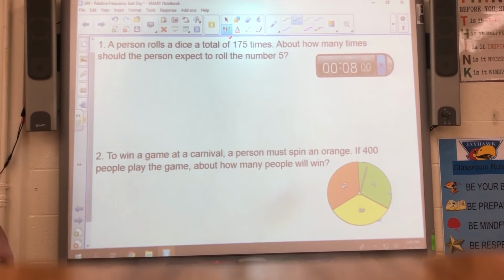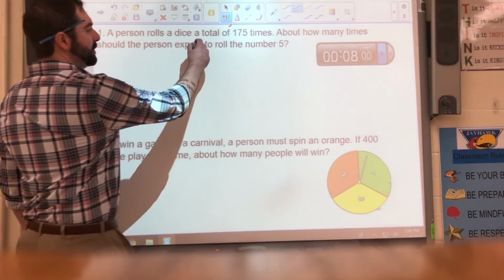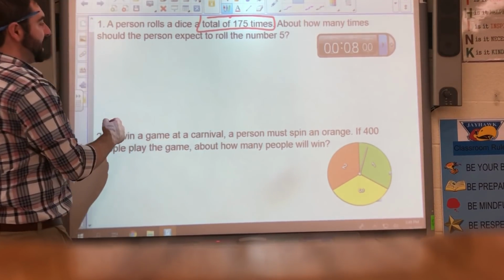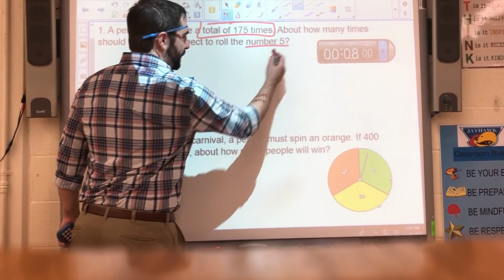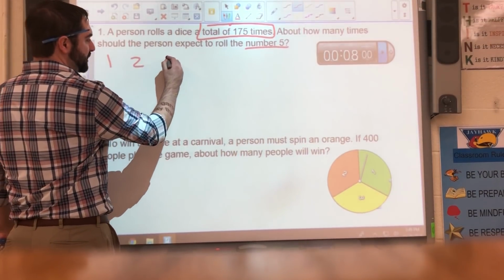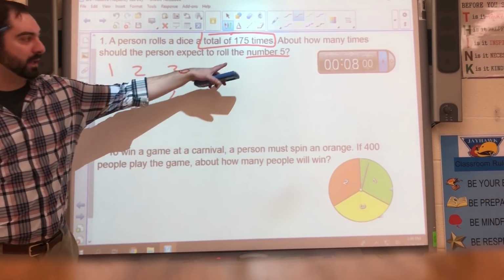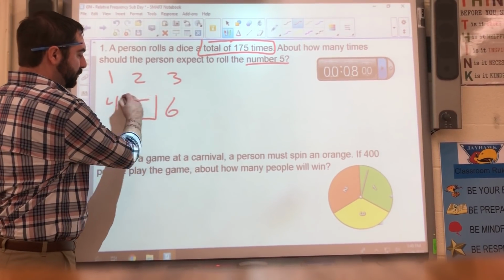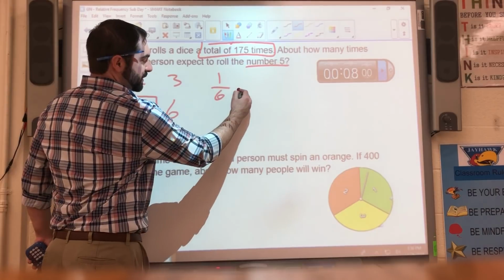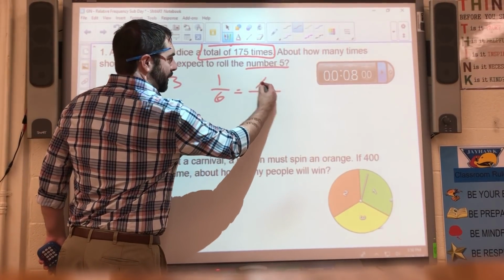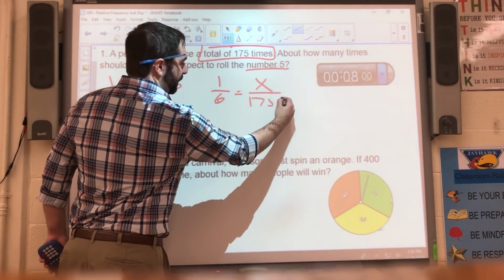A person rolls a dice 175 times, so I know the new total. How many times should a person expect to get the number 5? Again, we have the numbers 1, 2, 3, 4, 5, and 6 on a dice. We want the probability we get a 5. There is 1 5 out of 6 choices. We want to see how many out of 175.